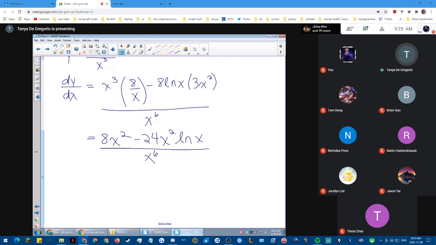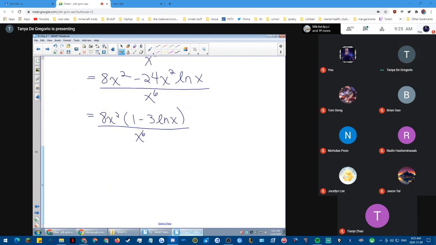Now, we know that whenever we simplify our derivatives, we always want to factor. So is there anything that's factorable here? Can I factor anything out? Any GCF? 8x squared. Perfect. And am I done? No, you can simplify with x squared and x to the 6. Excellent. There you go. And that's what we do.